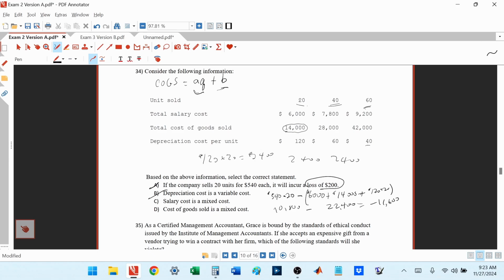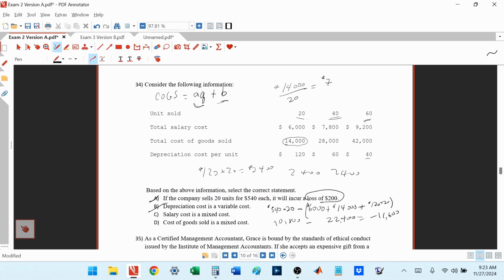Total COGS at 20 units is $14,000. So if we take $14,000 divided by 20, we get $700 per unit. Total cost at 40 units is $28,000. If we take $28,000 divided by 40, we get $700 per unit. And $42,000 divided by 60 is also $700 a unit. So it looks like cost of goods sold can be written by this equation, 700 times Q.